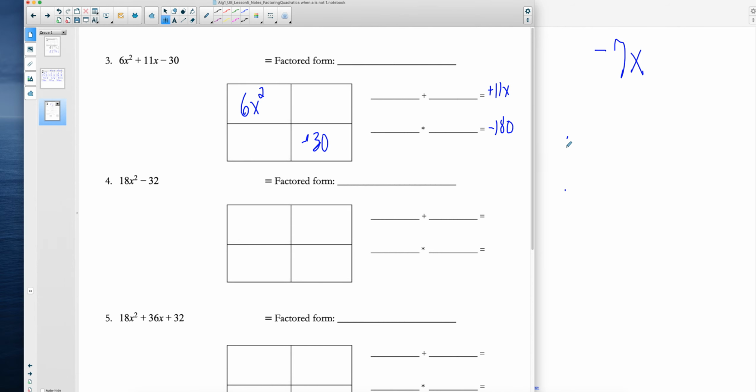When we think about negative 180, the combination that works here is 20 times negative 9, which is negative 180, and then 20x plus negative 9x is 11x. So that's the combination that we want for this particular problem. Now I'm going to drop these into our area model here, and this is a minus 9x here. Let me clean up those signs a little bit so that we know what we have.